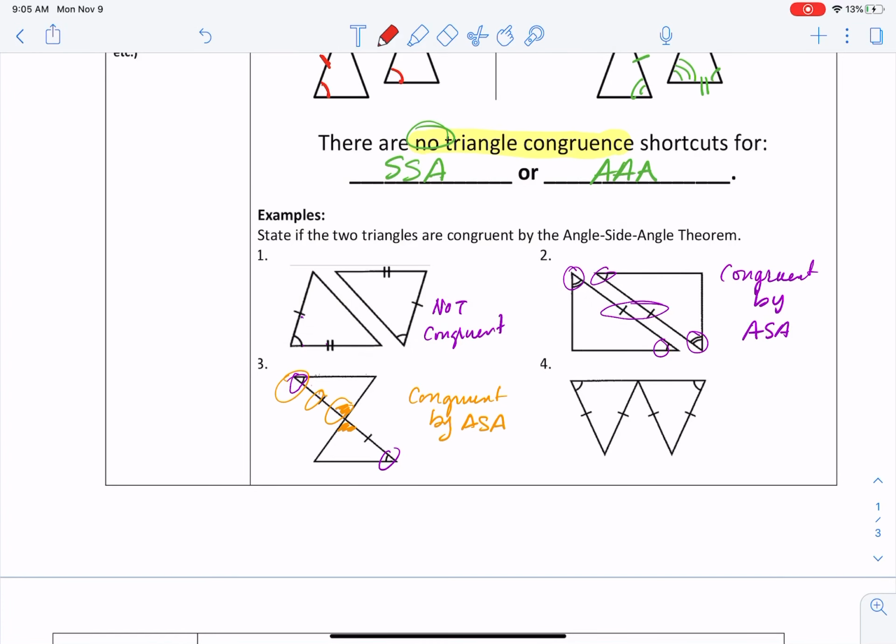From the information that's given in number 4, I don't have enough. This is angle, side, side. So I don't have enough information. I don't have the included angle. If I had this one, it would be okay, but that's not what I've been given. So this is not congruent.